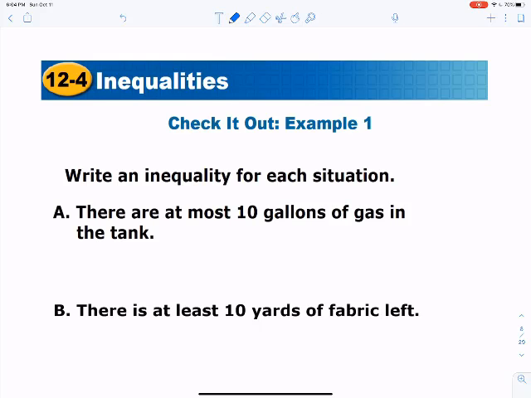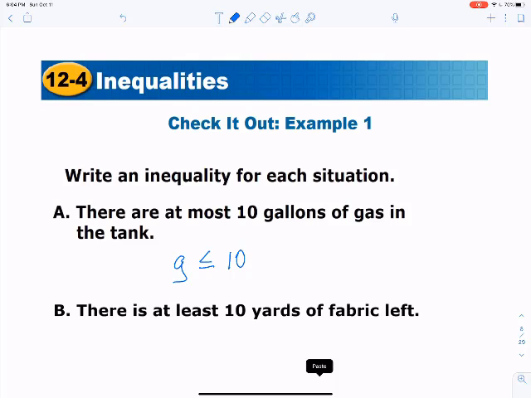First thing you do is pick a variable. Here it says there are at most 10 gallons of gas in the tank. We're talking about gallons of gas, so I'm going to call it G. Then you take the 10 and write it down. At most 10 means the 10 is the top number, the highest, so the gallons of gas has to be less than or equal to 10.